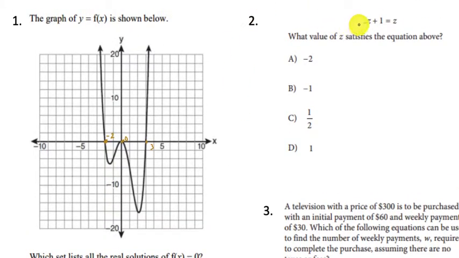Number 2, 2z plus 1 equals z. Our first step here is going to be to subtract 2z on both sides. We're going to be left with 1 equals z minus 2z, which is going to be negative z. And to get z by itself, we divide both sides by -1. And we're going to get that z equals -1.